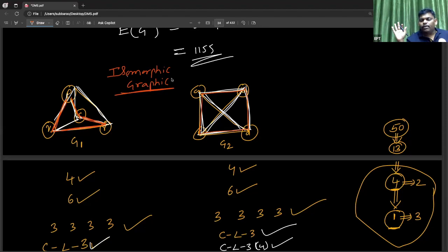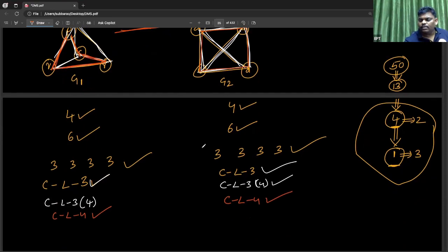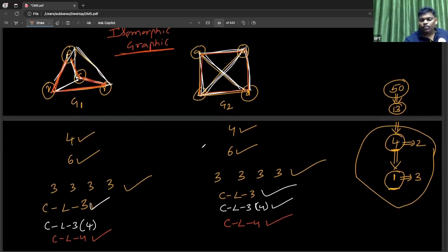Someone is saying number of 4 length cycles. Let's check that also. If at all you are right, then you are right. I gave it randomly, anything can happen. In G1, how many 4 length cycles? Check properly. Here, there also they are possible. See this one time. Is it right or not? Let's verify. Is it a 4 length cycle or not?